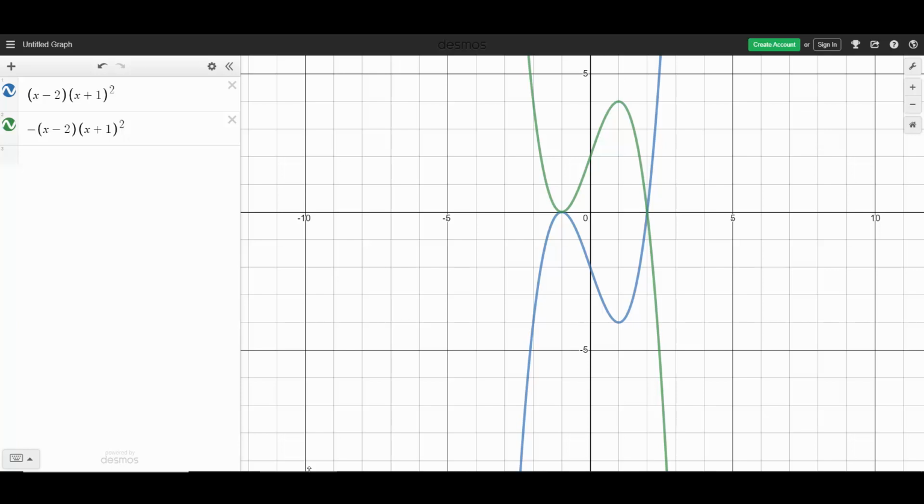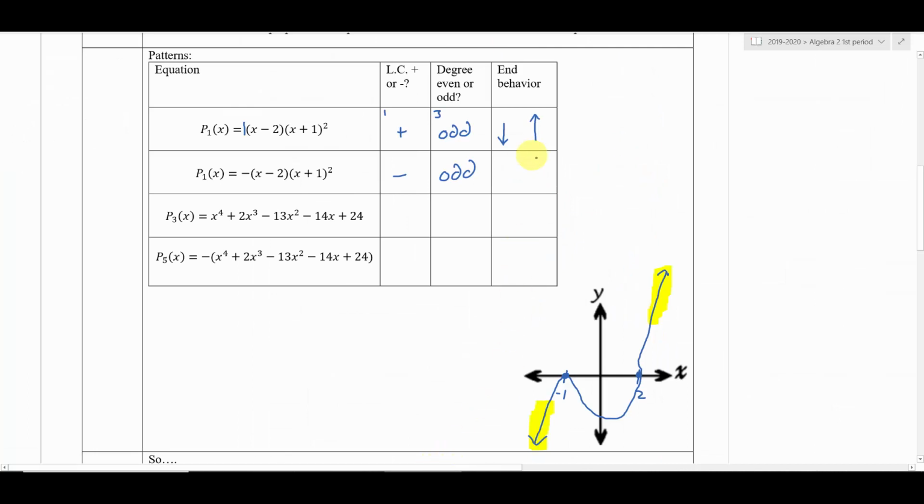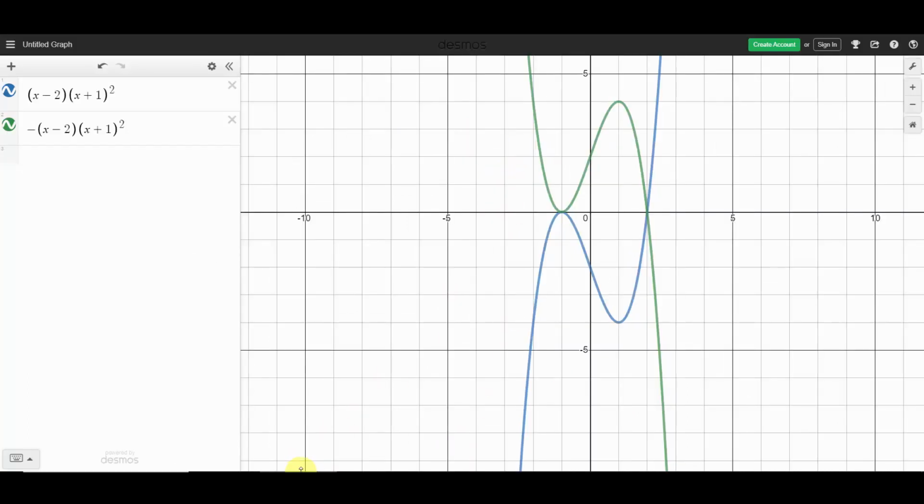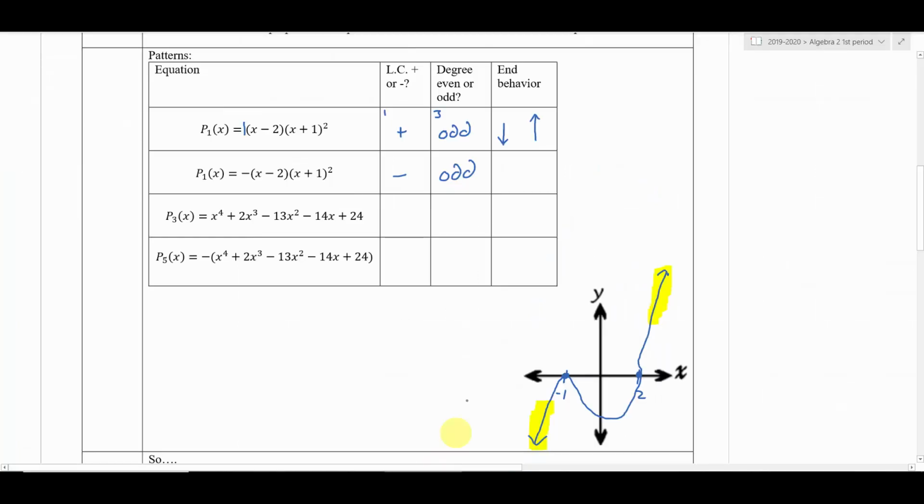So let's go back to our notes here. As I went to the left, this thing was going up, right? So I'm going to draw on the left side here an up arrow. And then as we went to the right, it went down. So putting that negative in front of that polynomial flipped my end behavior.